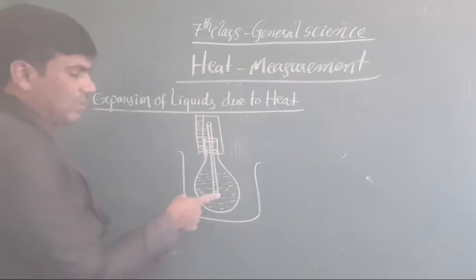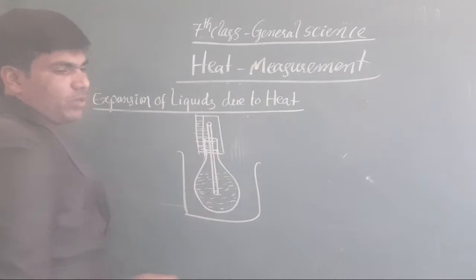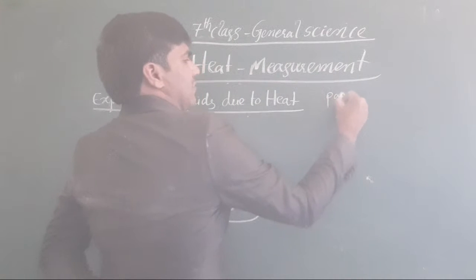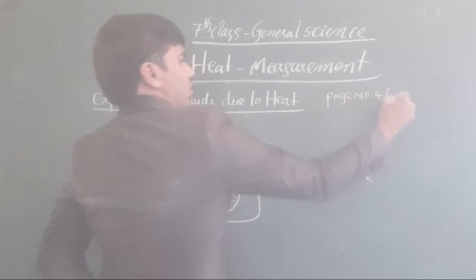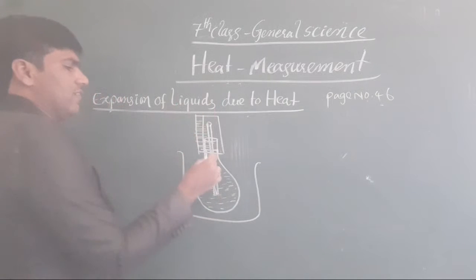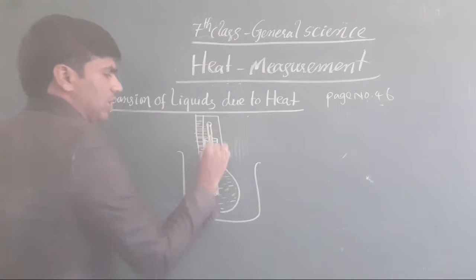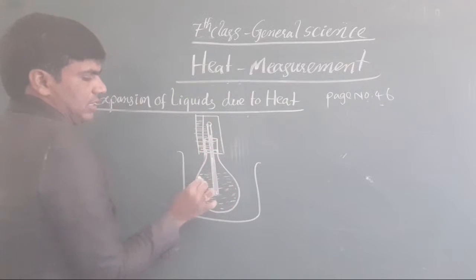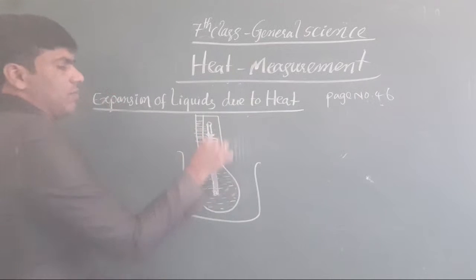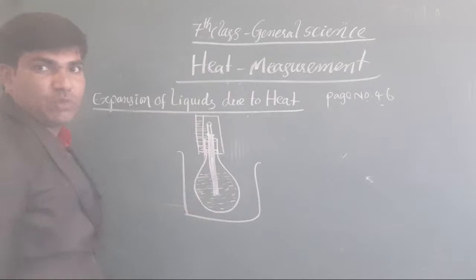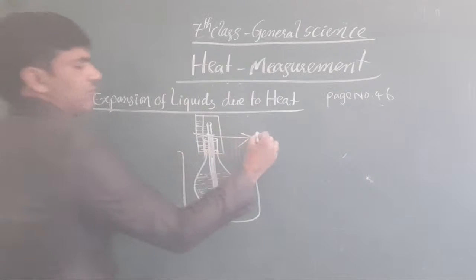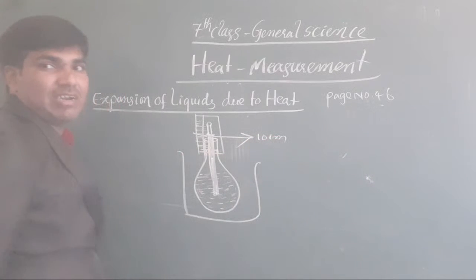Now the water enters into the capillary tube. Here, page number is 46. Through this particular hole, the water level increases, up to here maybe. The water contained inside this flask passes through the capillary tube, and the level of the water increases in this capillary tube. You record this, suppose it is at 10 centimeters.